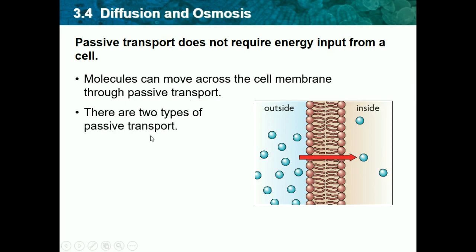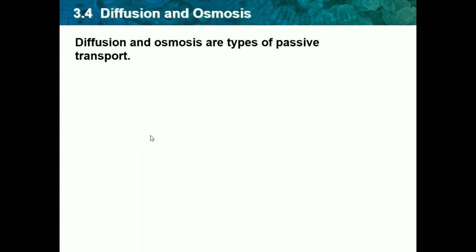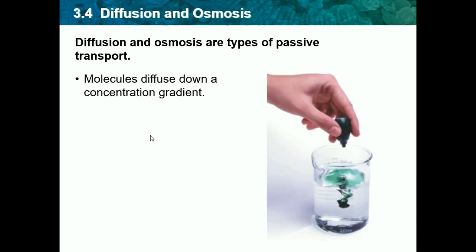So there are two types of passive transportation: diffusion and osmosis, which we will learn today. Molecules diffuse down a concentration difference. So this is the definition of diffusion. It's molecules moving down a concentration gradient. When they say down a concentration gradient, they mean from a high concentration to low concentration, because it's going downwards. High has more and then low has less. So it always moves from high to low. That's the definition of diffusion.